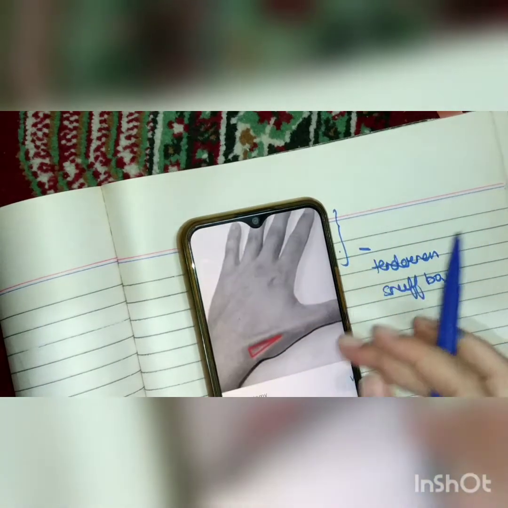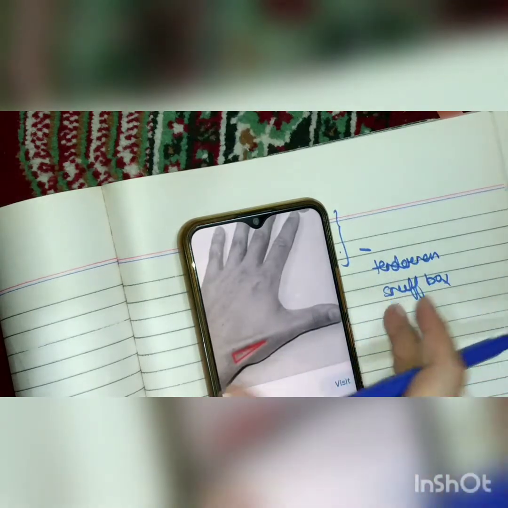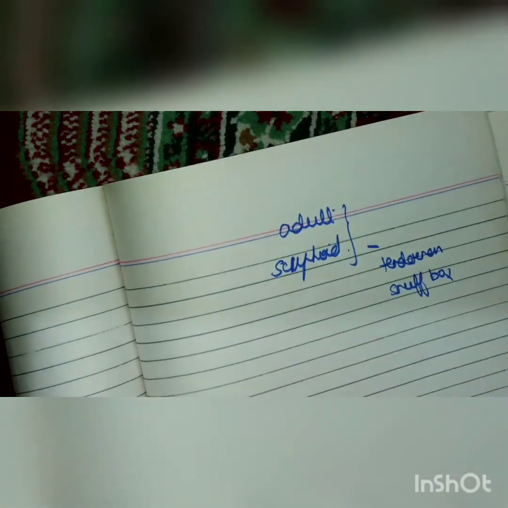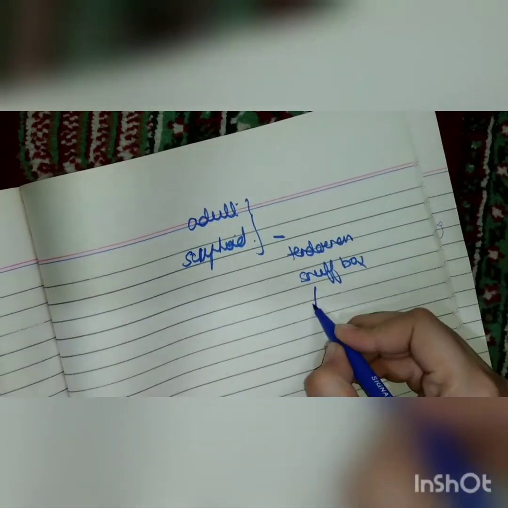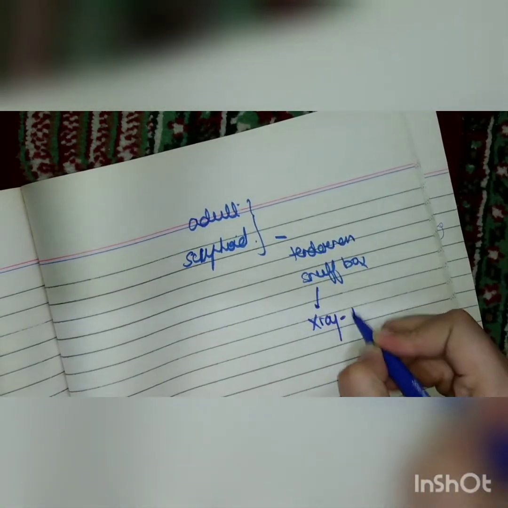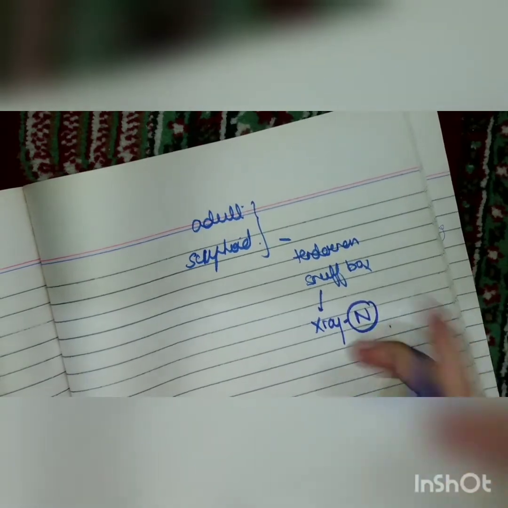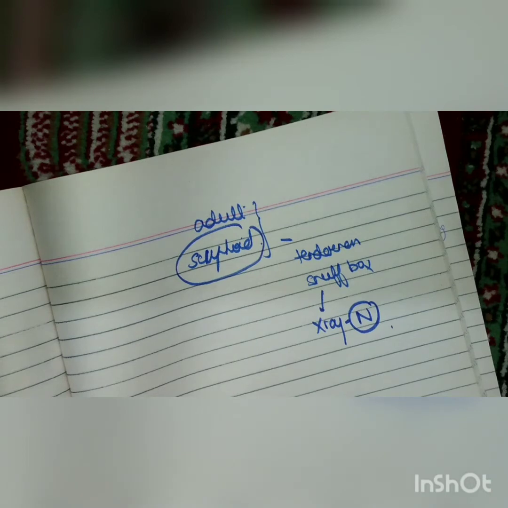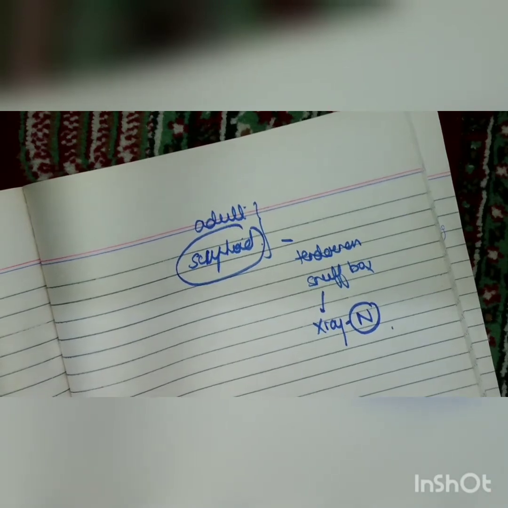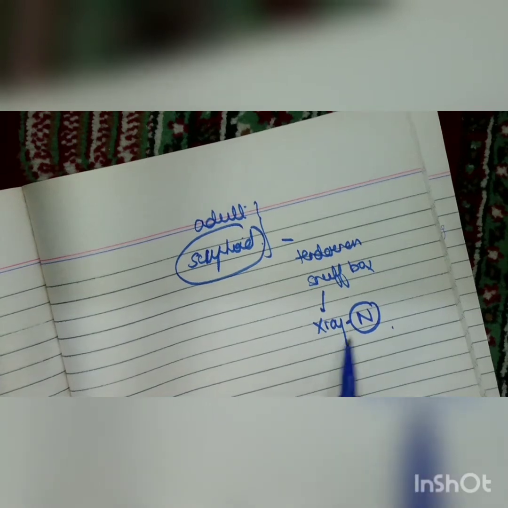So this triangular region over here is the anatomical snuff box, and the patient is going to present with a history of a fall on an outstretched hand and tenderness of the snuff box. Now the x-ray is going to be normal. What is this? This is a fracture of the scaphoid, and it does not show on x-ray. This is very important. So what do you have to do? You have to always manage this.